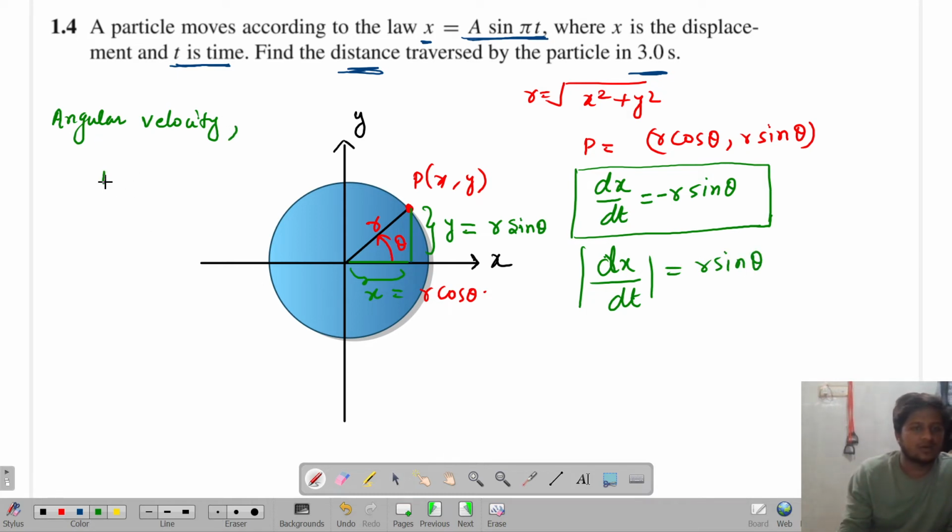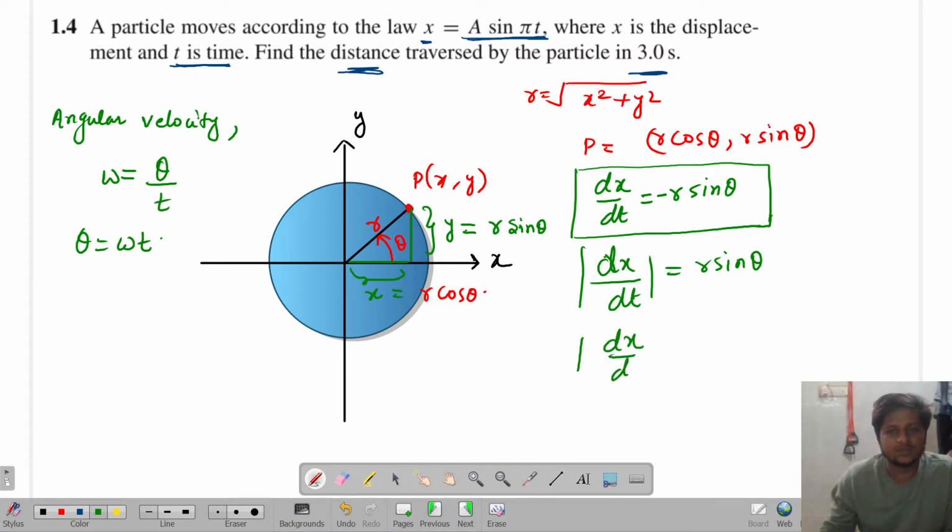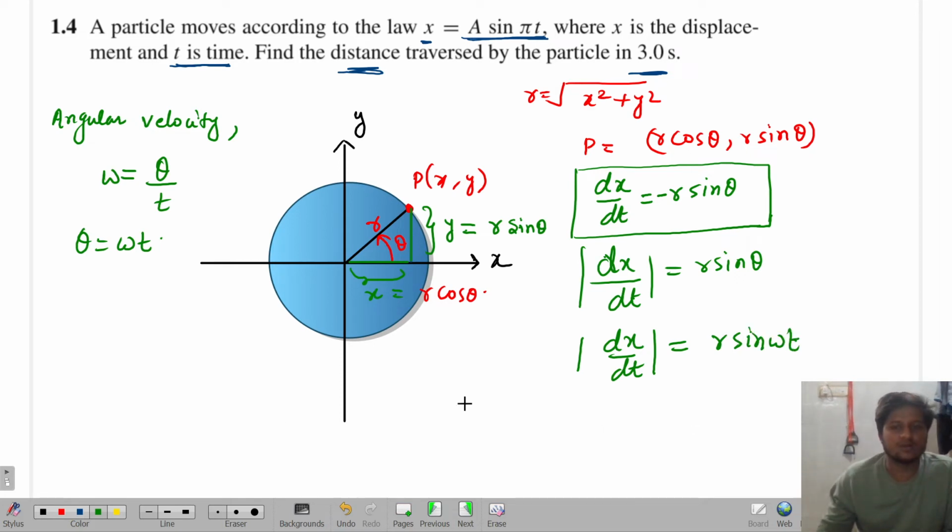If your theta is changing with respect to time, I can write angular velocity as what? Theta by t, or not? So this theta becomes what? Omega into t, or not. So you got the equation of dx with respect to dt as equal to what? R sine omega t, or not. Tell me, yes or no.